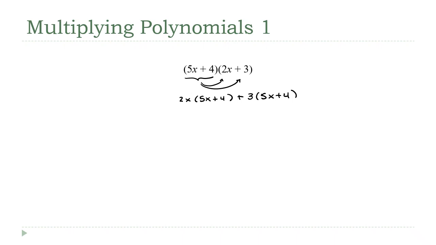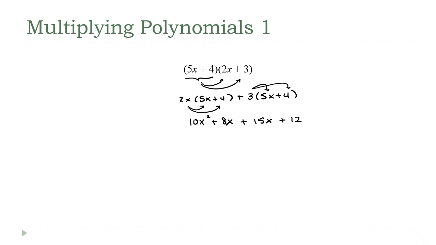And I'm going to do it again. I'm going to apply the distributive property 2 more times. First on this expression, 2x times 5x is 10x squared. 2x times 4 is 8x. Plus, and now I'll do it again, 3 times 5x is 15x. And 3 times 4 is 12.